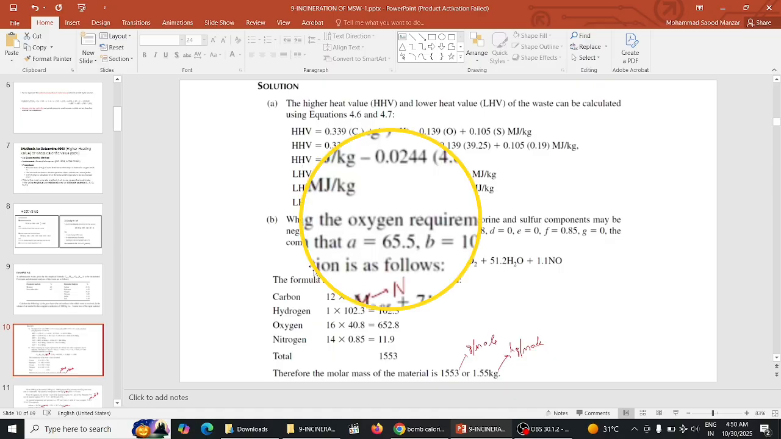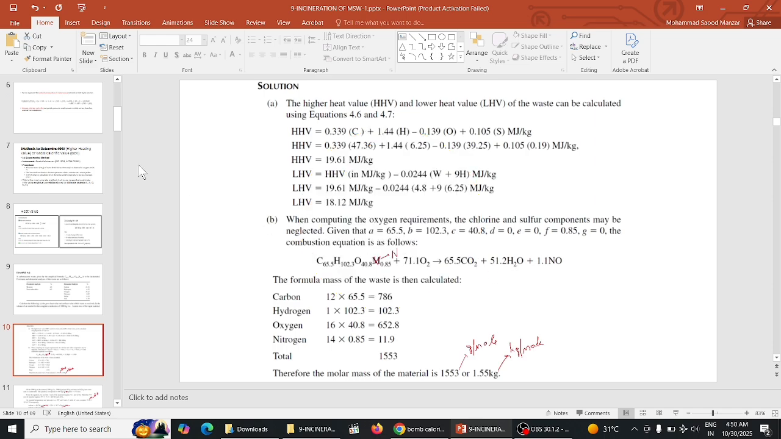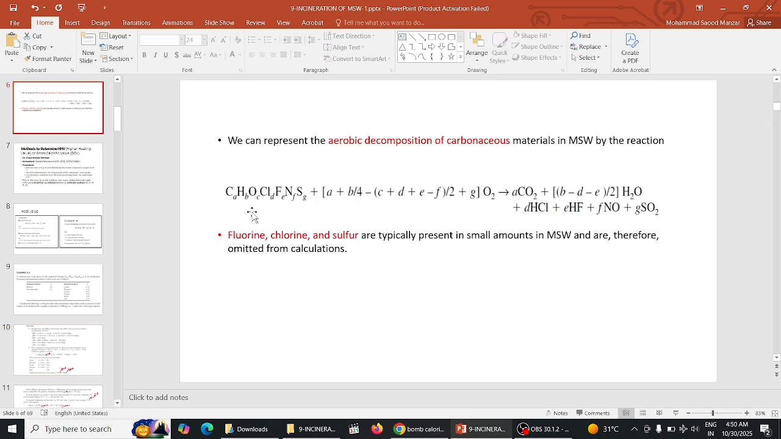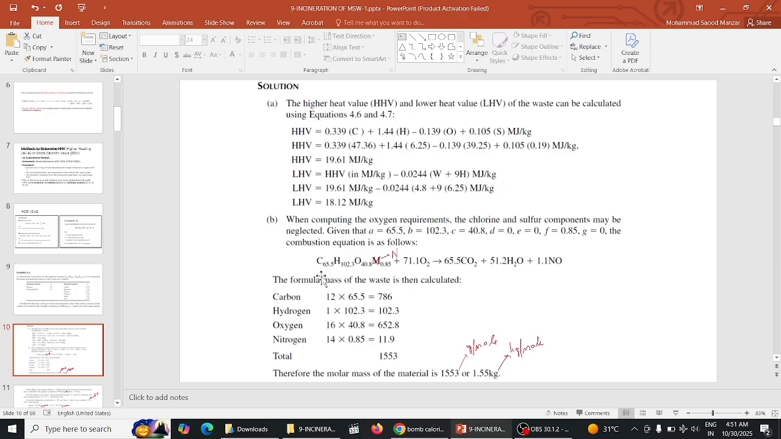So here this equation is equal to 65.5 CO2. So we are basically using this concept here. When you solve, you will get this value. Okay, and then this much amount of oxygen is yielding 65.5 of CO2. I will make a separate video to help you understand how we got these values. 65.5 CO2 plus 51.2 H2O plus 1.1 times nitric oxide, nitrogen monoxide, you can say.